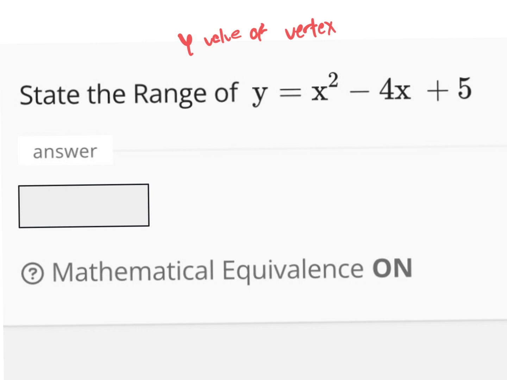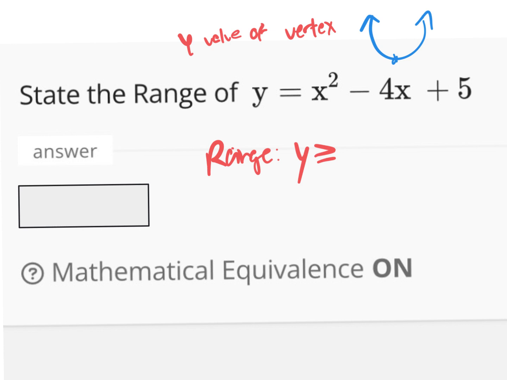But we could at least say that the a value, because it's positive, it's opening up, which means that the range has y values that are greater than or equal to. I know that it's greater than or equal to because a is +1, which means that the parabola would open up. So it's going to be at a certain value and above. Anyway, so we need the vertex.